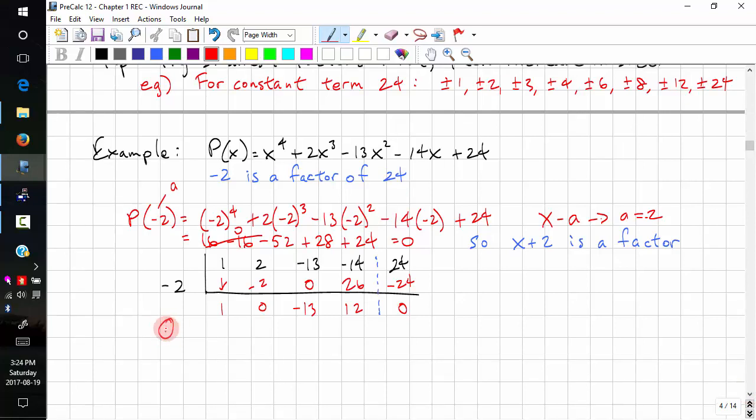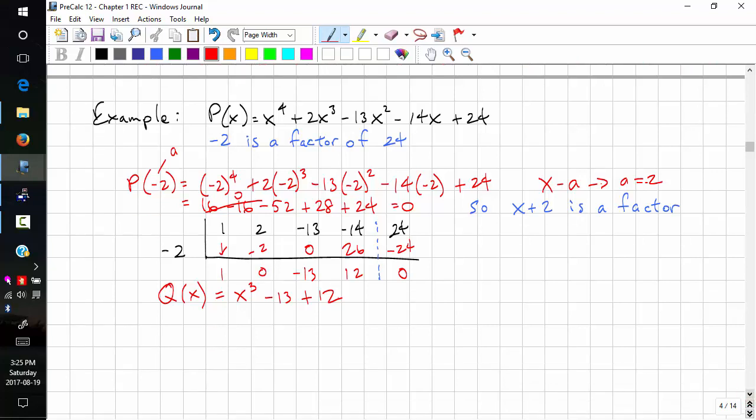Okay, so our q of x, our quotient, is, so we started with x to the power 4, so this must be x cubed. We don't have an x squared, minus 13x plus 12. So we're looking for factors of 12. Plus or minus 1, plus or minus 2, plus or minus 3, plus or minus 4, and so on. But I'm just going to use a different number, q of 3. Not starting off with the smallest because I just want to illustrate something here.